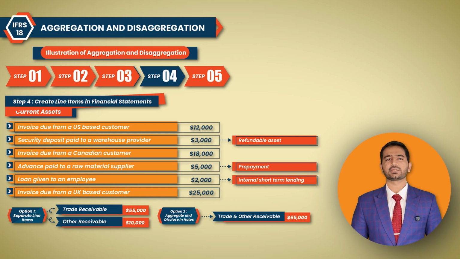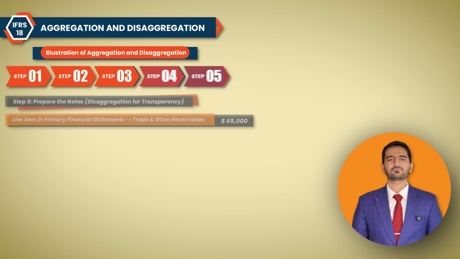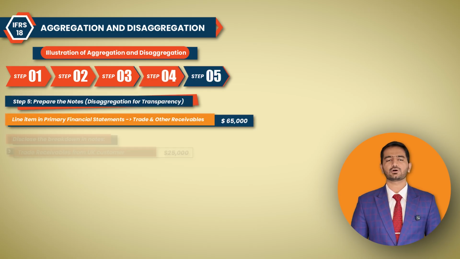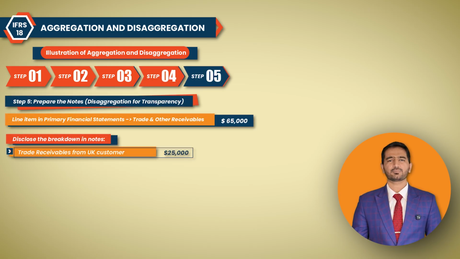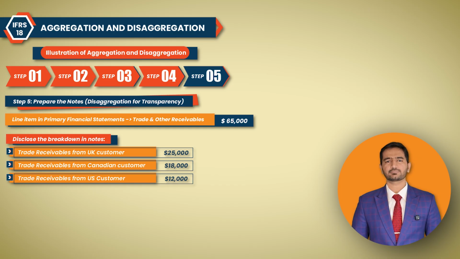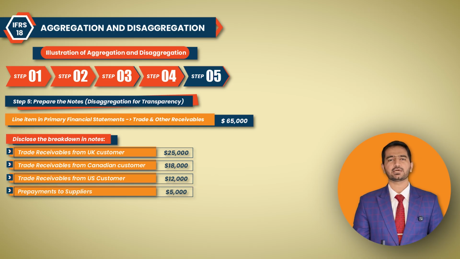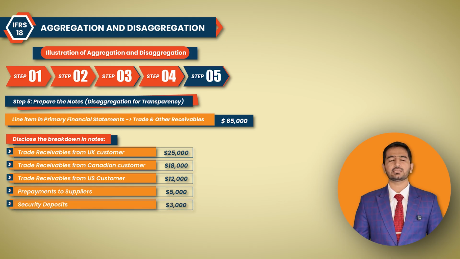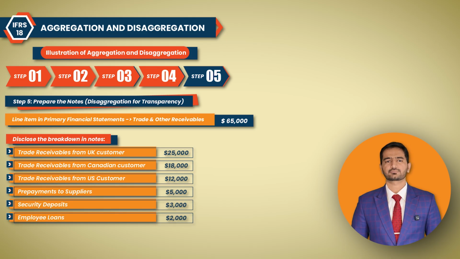Here is the example of breakdown. Trade receivable from UK customer of $25,000. Trade receivable from Canadian customer of $18,000. Trade receivable from US customer of $12,000. Prepayments to supplier of $5,000. Security deposit of $3,000 and employee loan of $2,000.